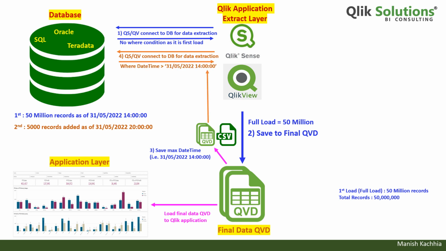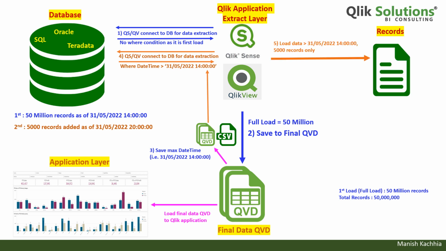So we will get the date and time from the QVD. We have saved the maximum date and time. So we will use this date and time as a filter and we will extract the data. We will get only 5000 records, and these 5000 records we will append to the final data QVD. We will store this 31st May 2022 8 p.m. in the same QVD. In fact, we will override this maximum date and time QVD.